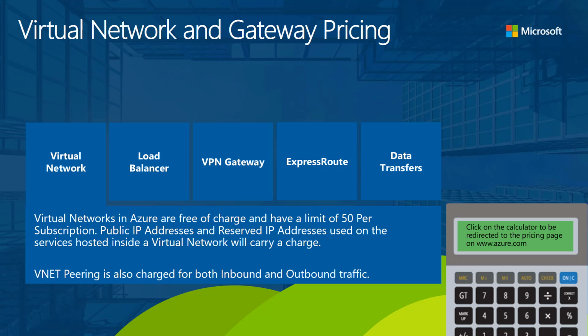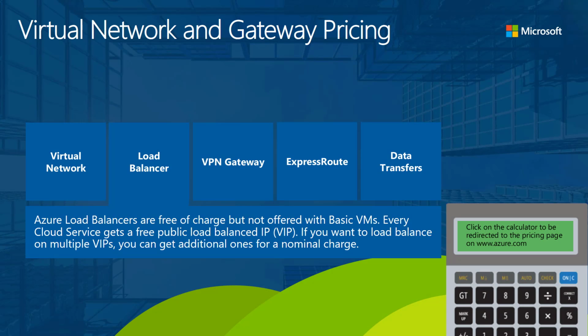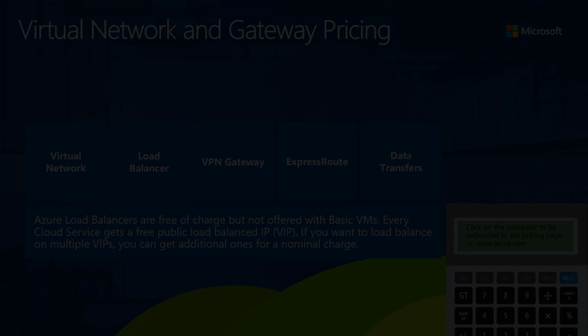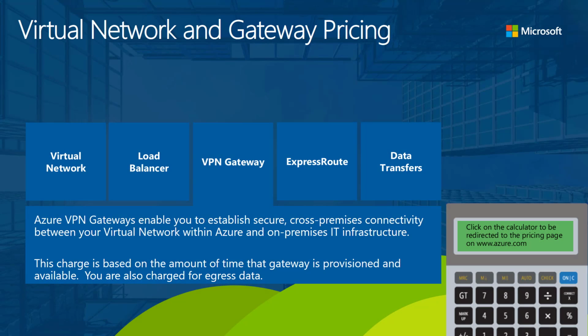Network appliances such as a VPN gateway and application gateway that run inside a virtual network will also be charged and discussed in the following slides. Azure load balancers are free of charge but not offered with basic virtual machines. Now, every cloud service gets a free public load balanced IP, or VIP. If you want to load balance on multiple VIPs, you can get additional ones at a nominal charge of around £2 per month. You can assign up to 5 additional IPs to your load balancer at any one time. As previously discussed, setting up a VNet is free of charge. However, we will charge for the VPN gateway that you use to connect back to on-premise networks and other VNets that you may have created in Azure.